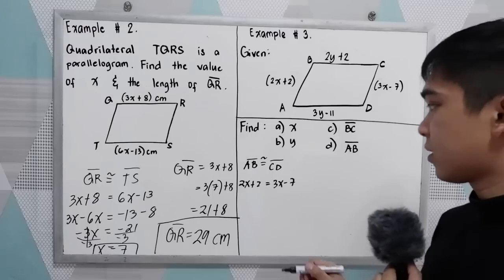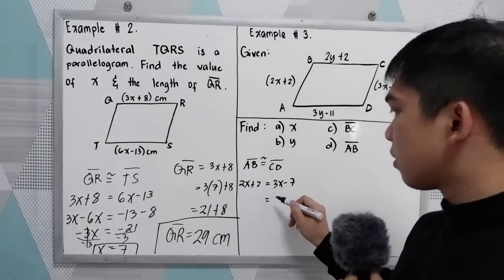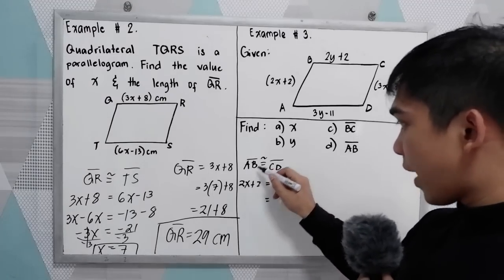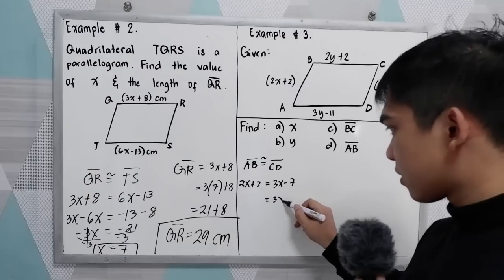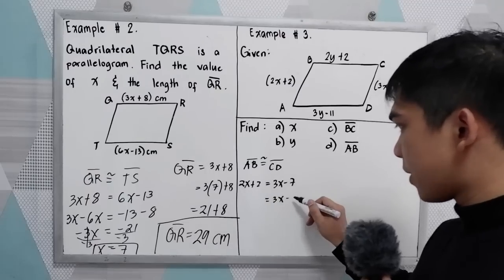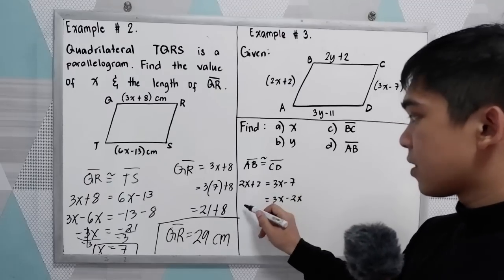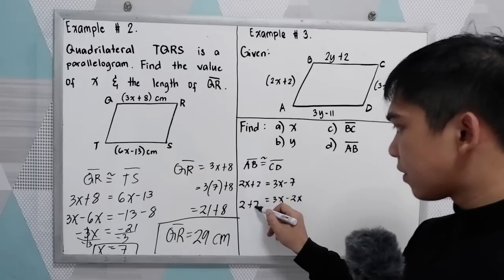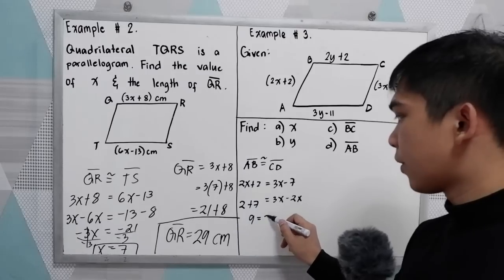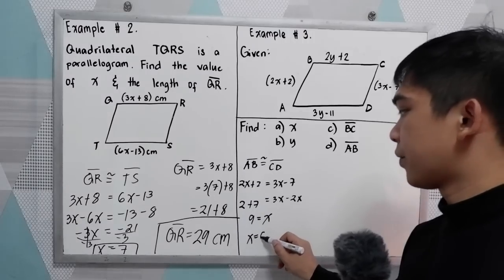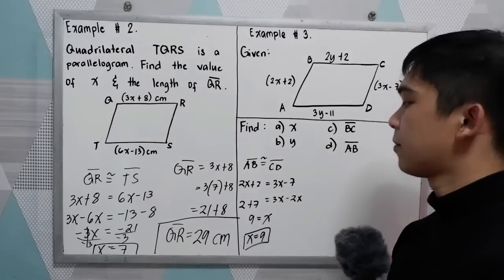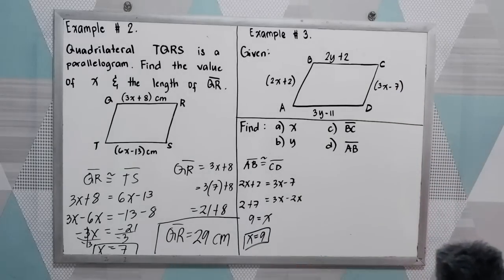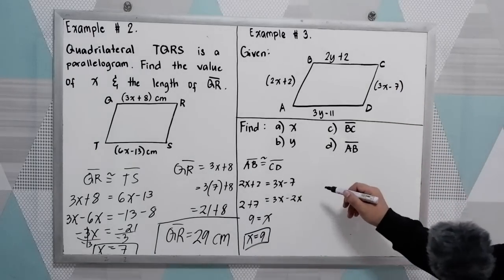Now solve for x. So if you want to move positive 2x to the left, so copy 3x, move positive 2x, that will become negative 2x. Now we have copy 2, move negative 7, that will become positive 7. So 9 is equal to x, or x is equal to 9. Okay. Now we have the value for x, which is 9. Now solve for y.